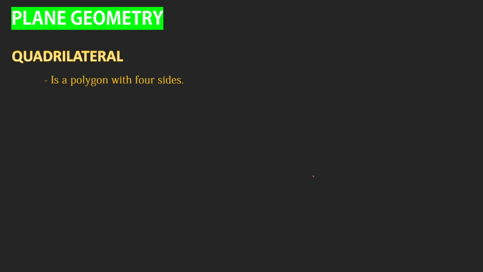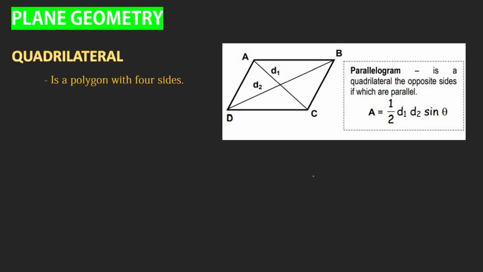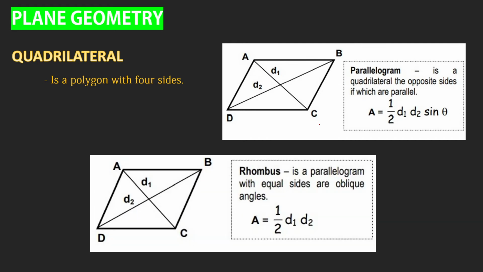Next, quadrilateral ulit. Parallelogram is a quadrilateral, the opposite sides of which are parallel. Ang area niya is 1/2 D1 times D2 sin theta. Yung theta, again, is the average ng ating opposite angle, A plus C over 2 or B plus D divided by 2. So, rhombus is a parallelogram with equal sides and oblique angles. When we say oblique angles, it's greater than 90 degrees. Ang formula niya is 1/2 D1 times D2.